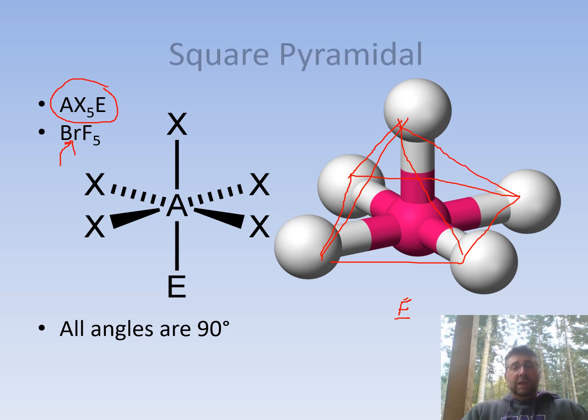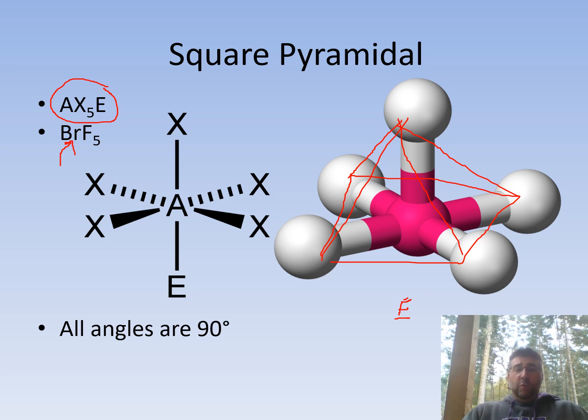This is what we call a square pyramidal. It's a square base, not a trigonal or a triangular base, but a square base with a pyramid coming off of it. In fact, the Egyptian pyramids were square pyramids. They had a square base and then they formed a pyramid.